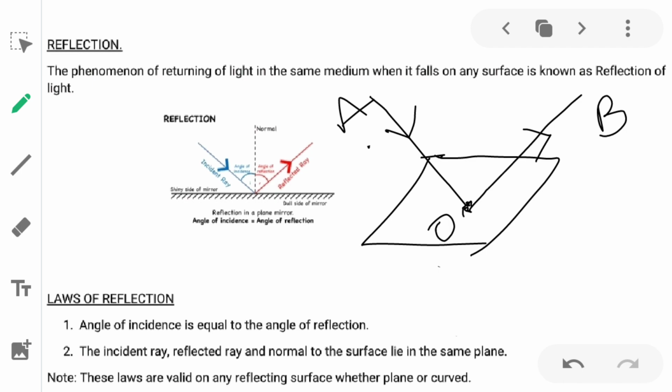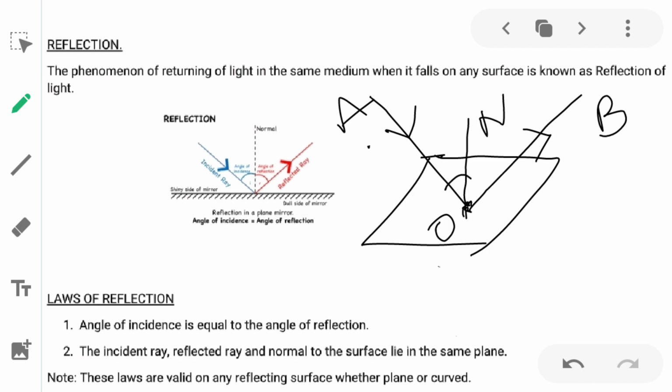At the point of incidence, we can draw a perpendicular to the surface. Where does that perpendicular line have to be drawn? At the point of incidence. That perpendicular line is called the normal to the surface. So in this reflection process, AO is the incident ray, OB is the reflected ray, and NO is called the normal to the surface.